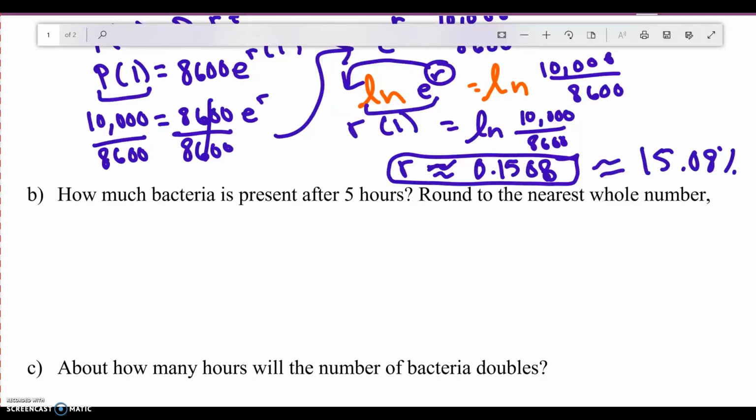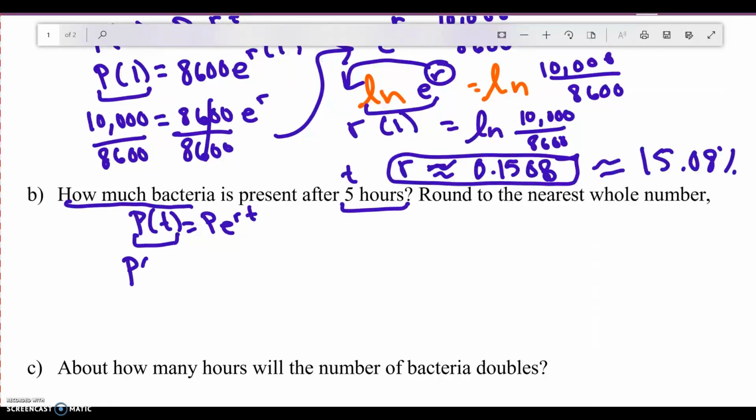Round to the nearest whole number. Okay, so we're still going to be using the same formula. P of t is equal to P e^(rt). So what is given to us? Now I know what t is, because this is 5 hours. t is just going to be 5 hours. I'm looking for how much bacteria is there after 5 hours. So I'm basically looking for this thing.